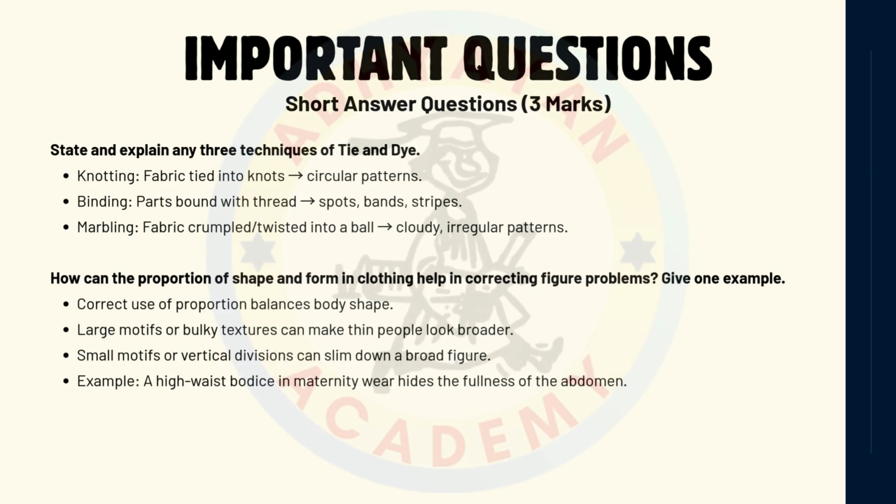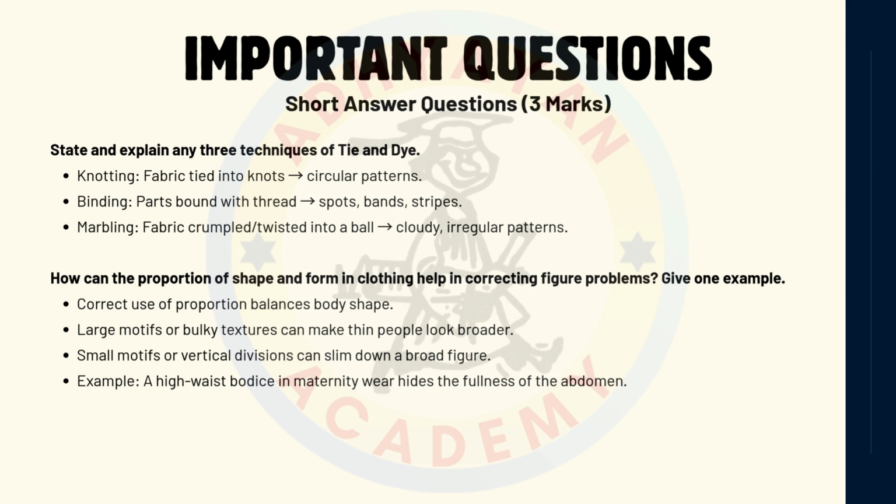State and explain any 3 techniques of tie and dye. Knotting, fabric tied into knots, circular patterns. Binding, parts bound with thread, spots, bands, stripes. Marbling, fabric crumpled, twisted into a ball, cloudy, irregular patterns.